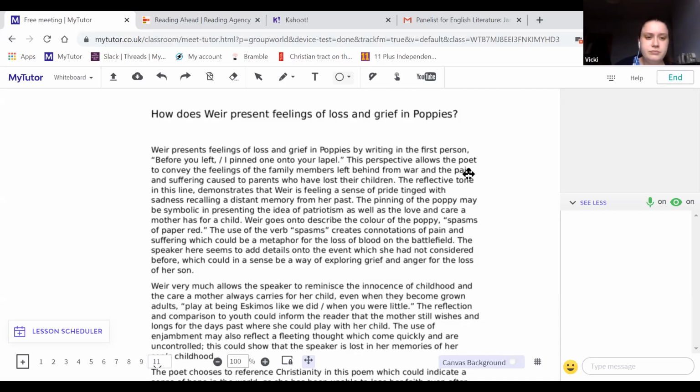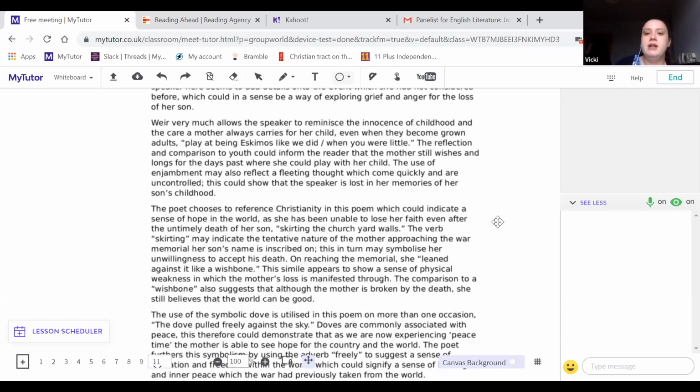Weir very much allows the speaker to reminisce the innocence of childhood and the care a mother always carries for her child, even when they become grown adults. Play at being Eskimos like we did when you were little. The reflection and comparison to youth could inform the reader, so I'm being tentative by using could, so could inform the reader that the mother still wishes and longs for the days past where she could play with her child. The use of enjambment may also reflect a fleeting thought which comes quickly, and that should be is uncontrolled. This could show that the speaker is lost in her memories of her son's childhood.